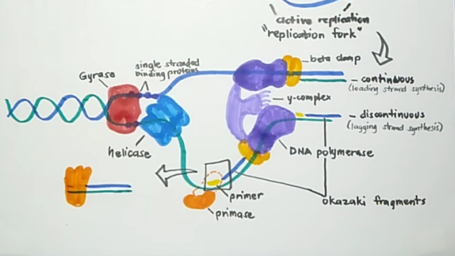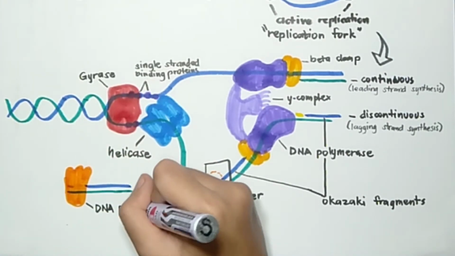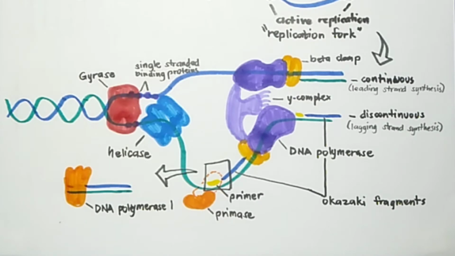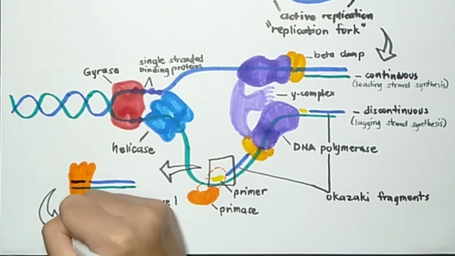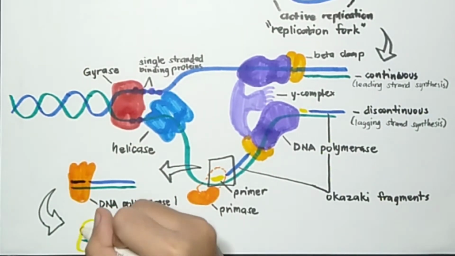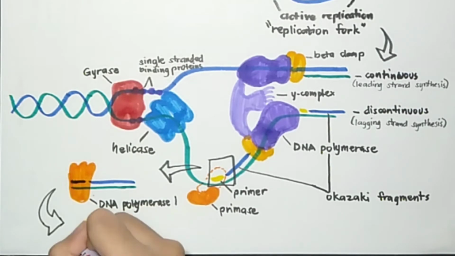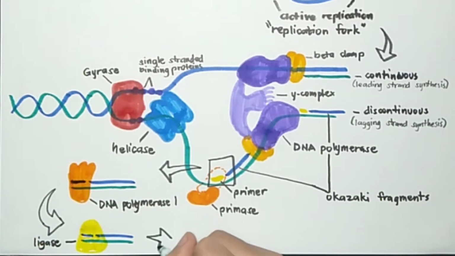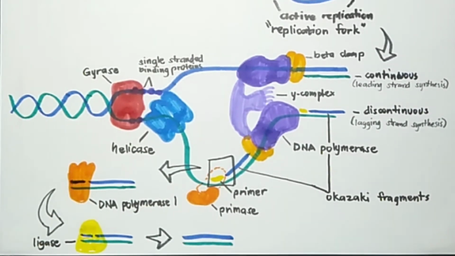DNA polymerase 1 removes the RNA primers and replaces them with deoxyribose nucleotides. And ligase identifies and seals off the nicks and gaps present between the adjacent Okazaki fragments. To clearly show you the process, please watch this animation.